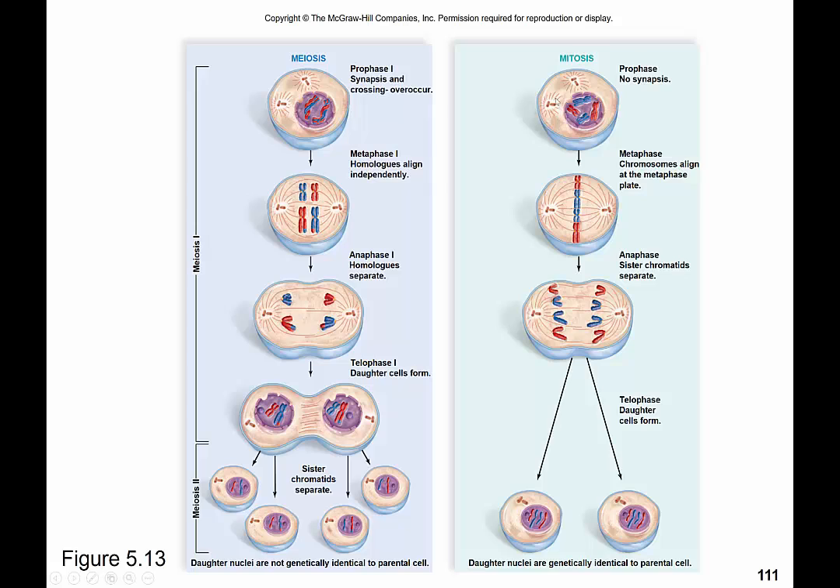Comparing meiosis to mitosis, during prophase, in mitosis there's no synapsis. Synapsis and crossing over is when homologous chromosomes can interchange little sections of DNA. That's what's represented by these chromosomes here that have exchanged a little piece.